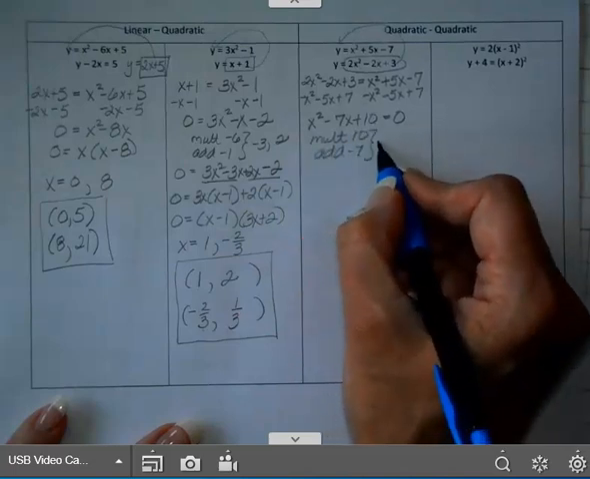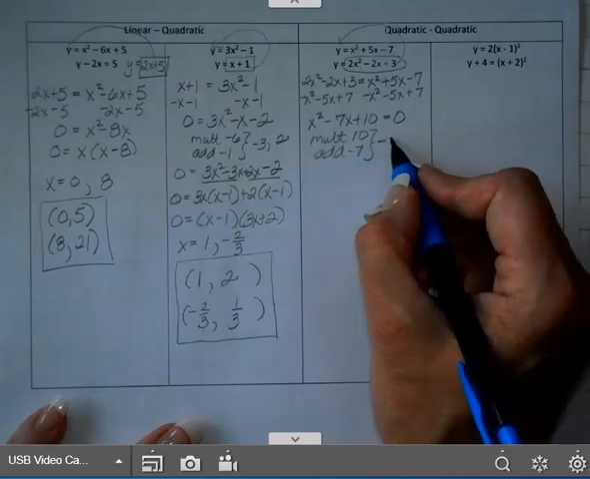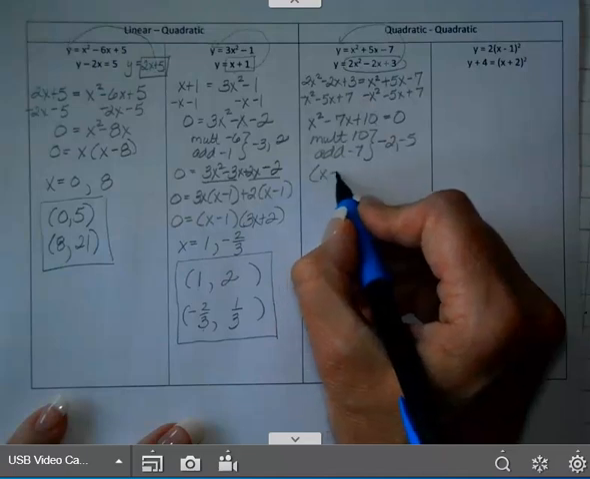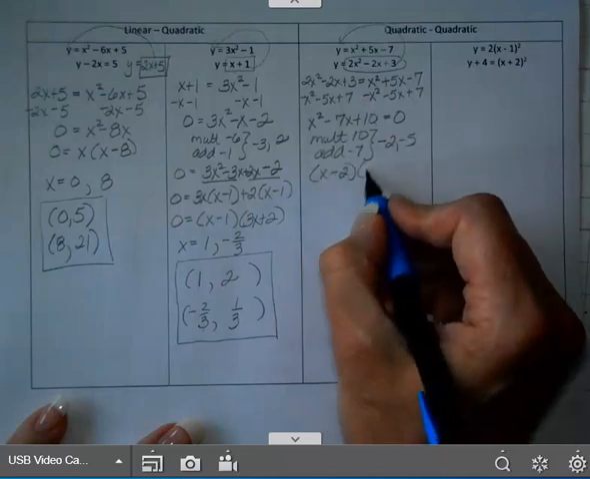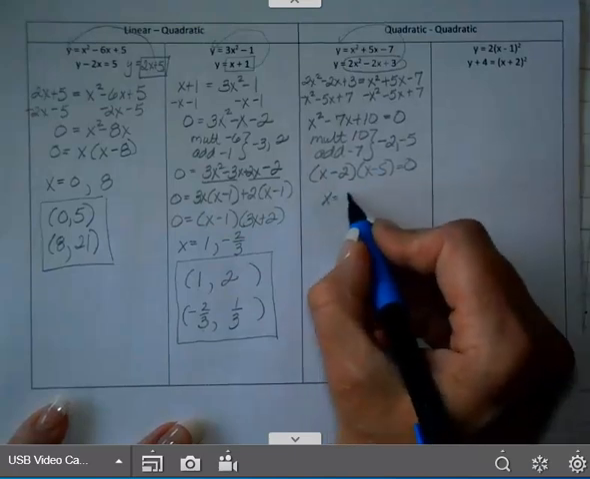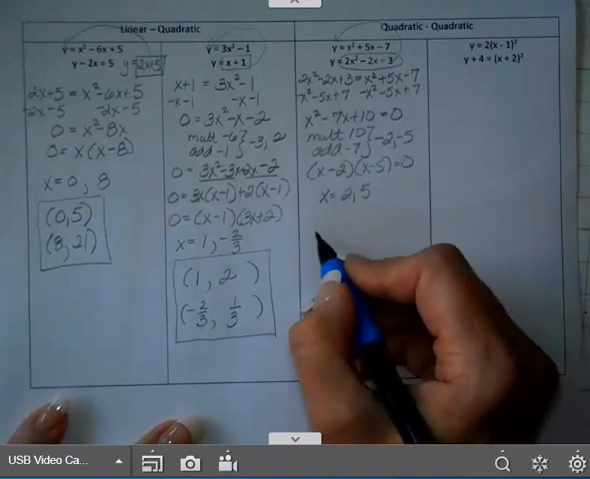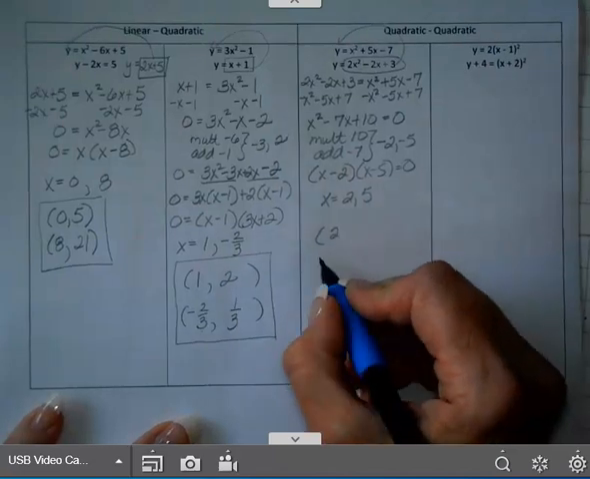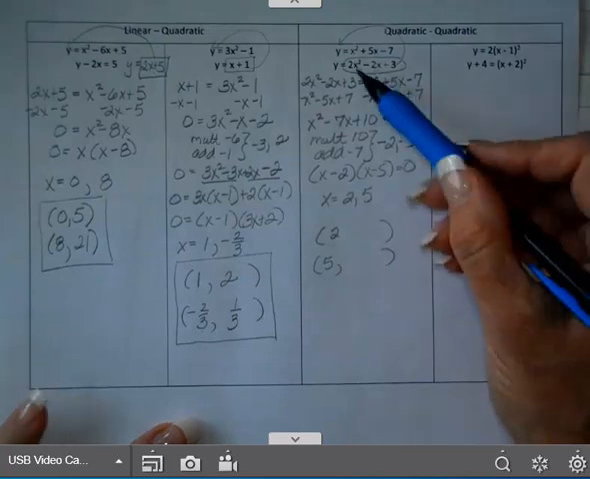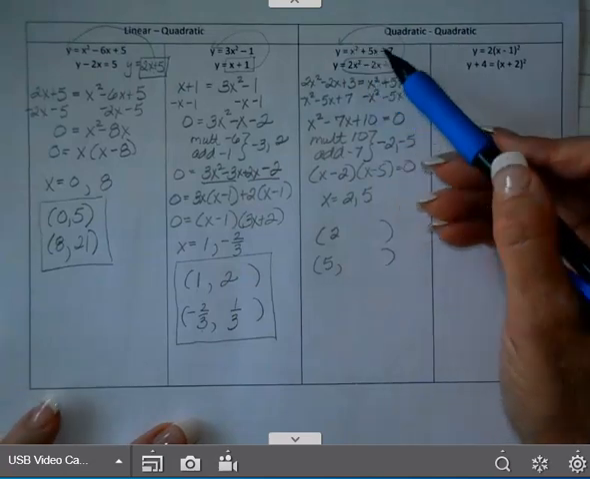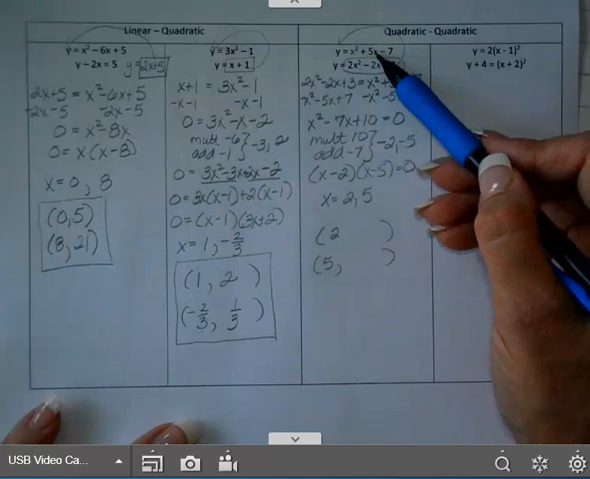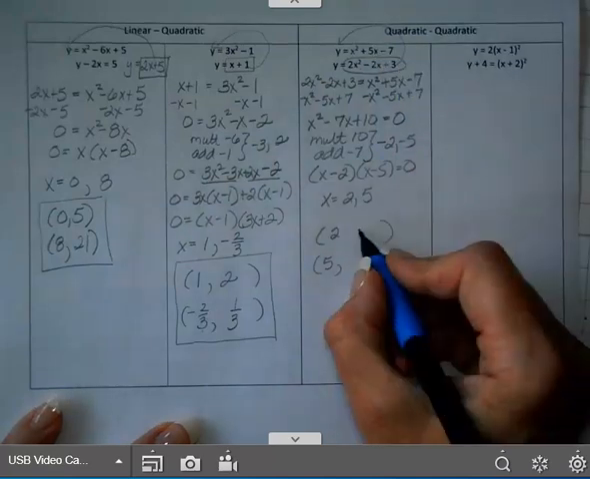And so that's going to be negative 2 and negative 5. So it factors into x minus 2, x minus 5. And so my x values are 2 and 5. Plugging in 2, 2 squared is 4, plus 5 times 2 is 10. So that's going to be 14 minus 7 will give me 7.